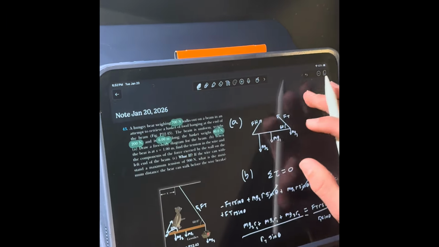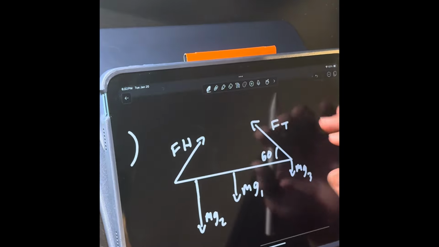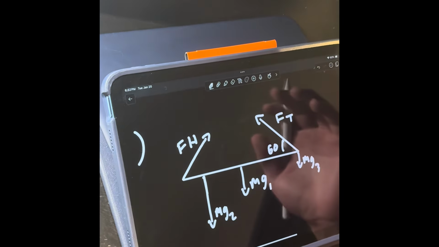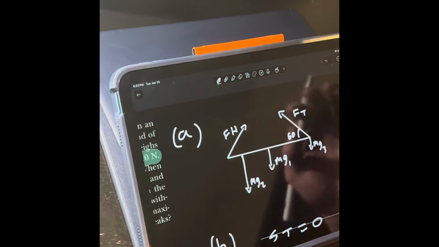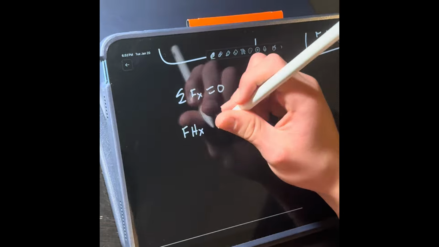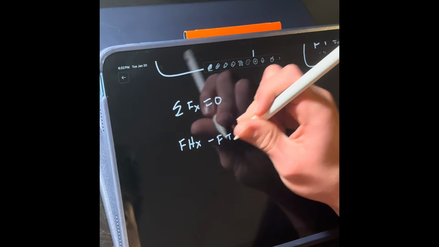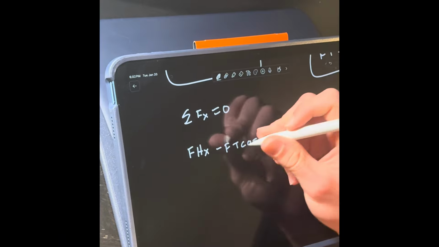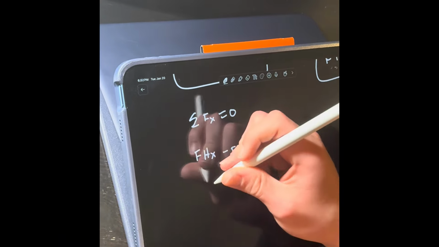We're going to make that our positive direction, and then the force tension is opposing it, and we're going to make that the negative direction. So you get force tension cosine of 60. So I'm just going to write force tension cosine of theta. I'm not going to plug anything in yet. Equals 0. You're going to add force tension cosine theta to the other side.